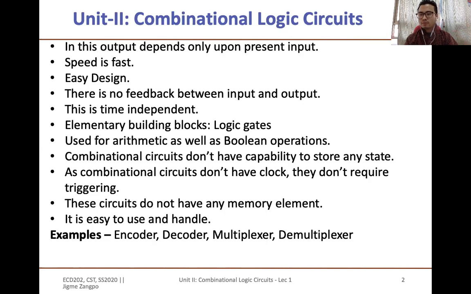If you use different types of logic gate and construct a circuit, and it is time independent, and the output depends on present input, then these circuits are known as combinational logic circuits. Examples are encoder, decoder, multiplexer, and demultiplexer.